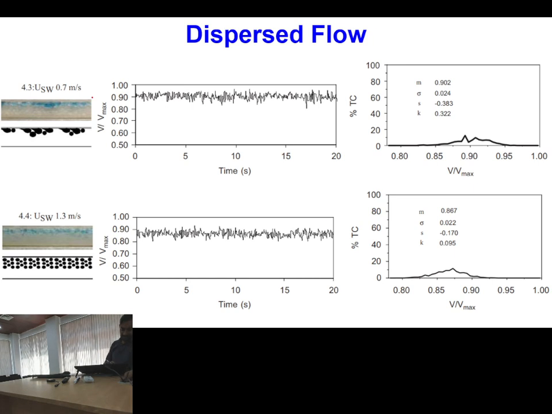Similarly, it is done for different values of dispersed flow also, and you can see that when the intensity of the dispersed flow is increasing, the peak intensity of the signal is decreasing and the signal becomes distributed over a wide range of voltages. Fluctuations are coming in the signal output.